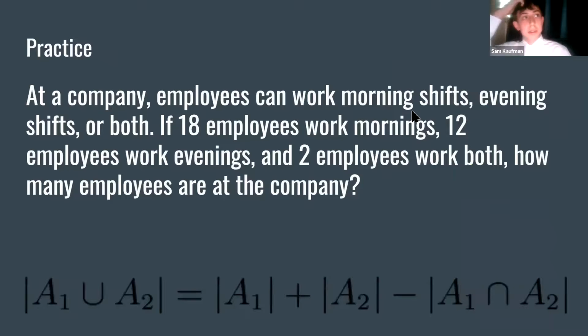This is a practice question. I've included the formulas in each of these slides, so you don't have to memorize them right now. So if we have a company and we have employees that can work the morning shift, the evening shift, or both. 18 employees work in mornings, 12 employees work in evenings, and 2 employees work both. How many employees are at the company using the principle of inclusion and exclusion?